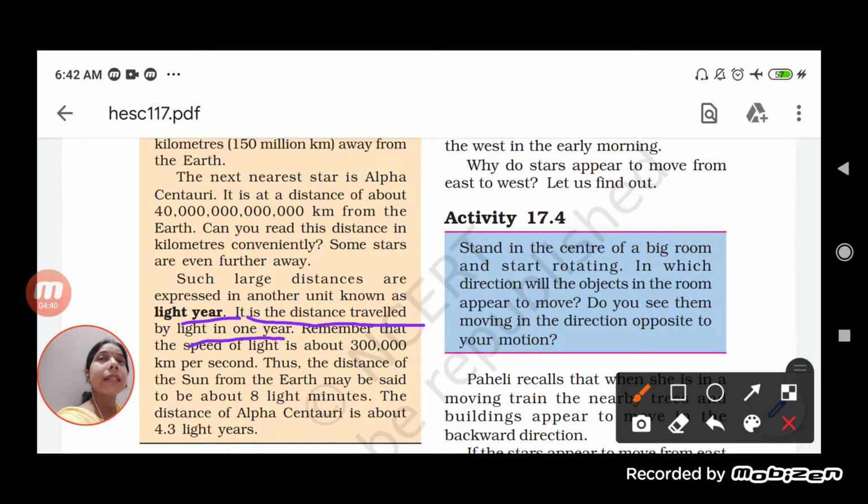And yes, this happens with celestial bodies. The distance between two celestial bodies is very far. So we do not measure it in kilometers. It is not possible to measure it in kilometers. So we measure it in light years. And what is a light year? A light year is the distance traveled by light in 1 year. That is the light year.